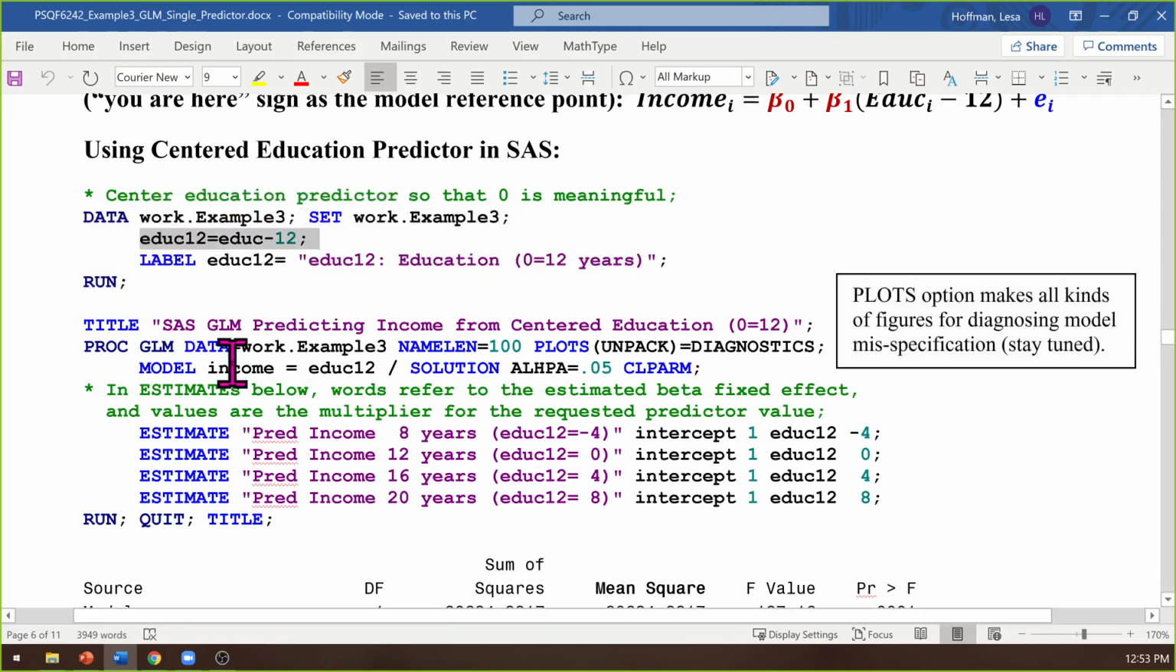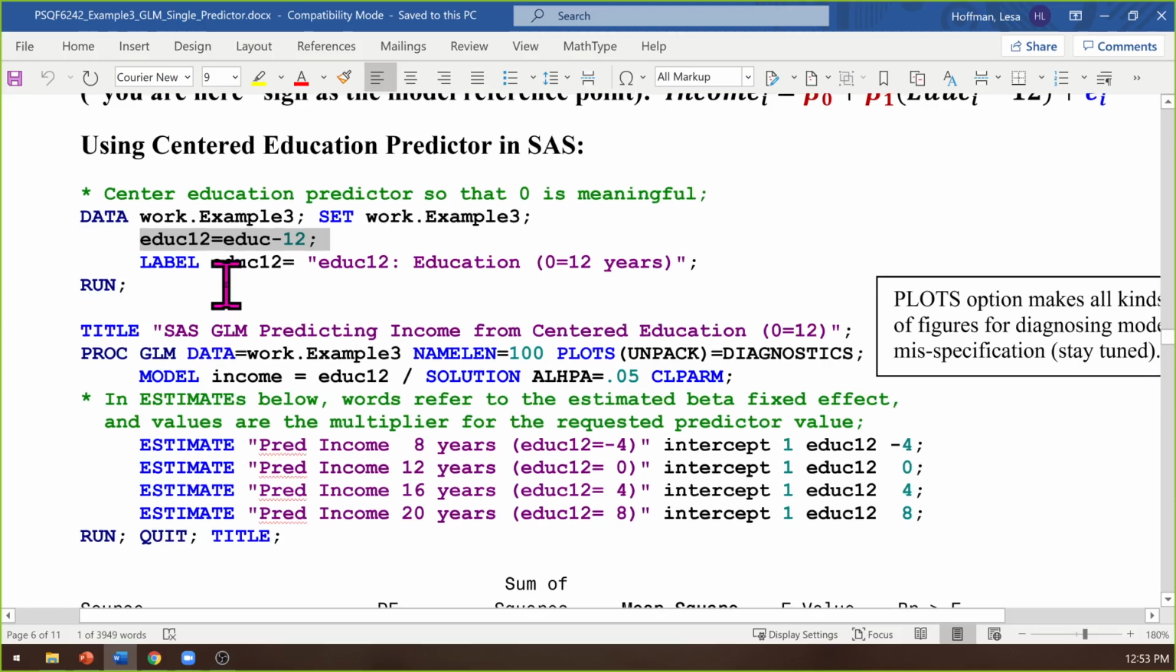So here is the point where I'm making it in SAS. The name of the new column is what goes to the left of the equal sign. So EDUC12 is my new name because I have centered education at 12. You can name it whatever you want. My convention is to put the centering constant at the end of the new variable name. That way I know automatically what 0 means. And that new variable is what goes into the model.